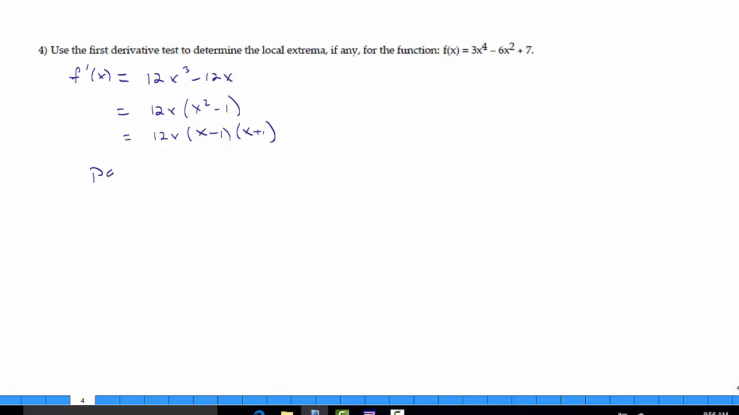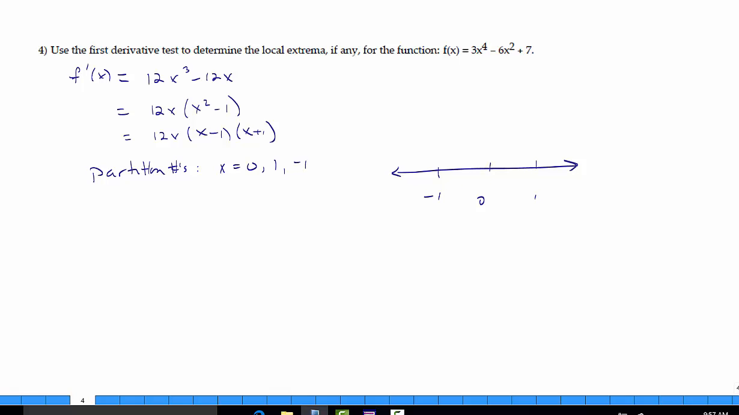So this means that my partition numbers are going to be x equals 0, 1, and -1. These are also my critical numbers because these partition numbers from the first derivative are in the domain. Okay, so let me go ahead and set up our plus and minus chart over here. And again, I put my -1, 0, and 1 on here.